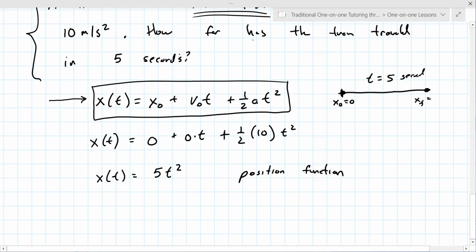So we want to know how far the train has traveled in 5 seconds. So we want to put 5 in for t. So it's 5 times 5 squared, which is 125 meters.